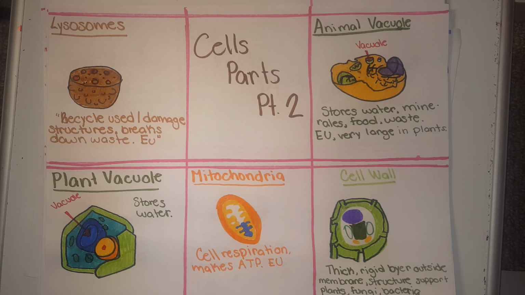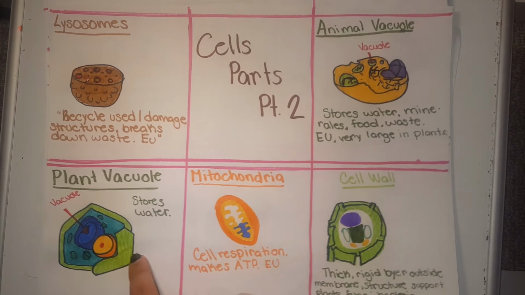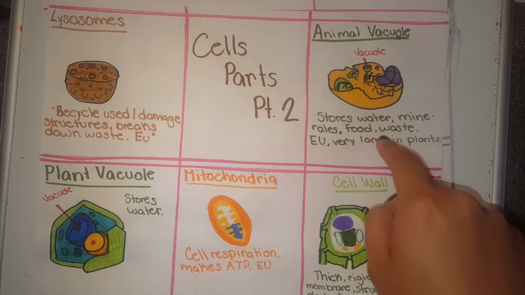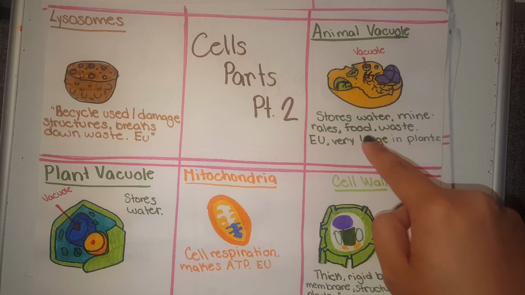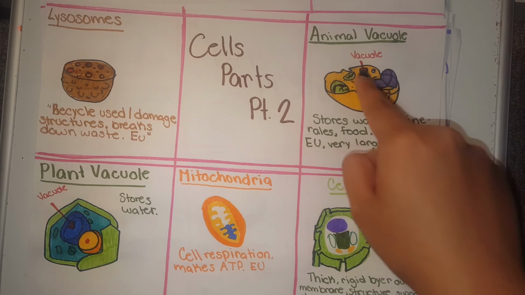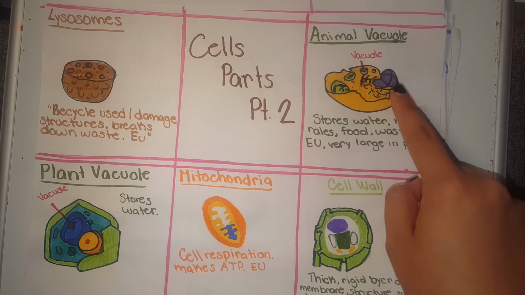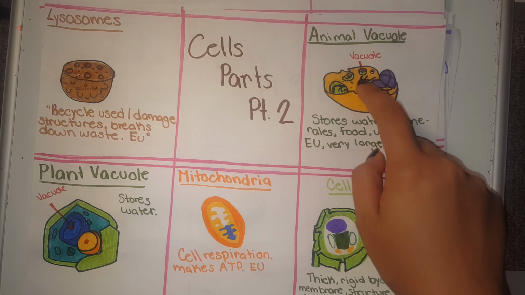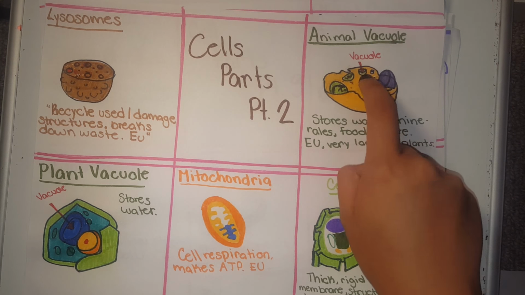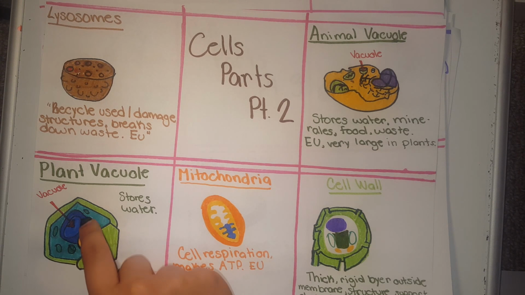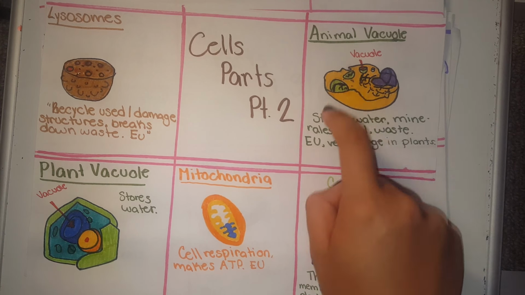We have vacuoles. The definition of a vacuole is that it stores water, minerals, food, and waste. It's in eukaryotic cells and very large in plants. I drew the different cells for the animal cell and the plant cell, and where each vacuole will be found. So the vacuole for an animal cell will be found here. The vacuole for a plant cell will be here, and you can see it's larger than the one right there.